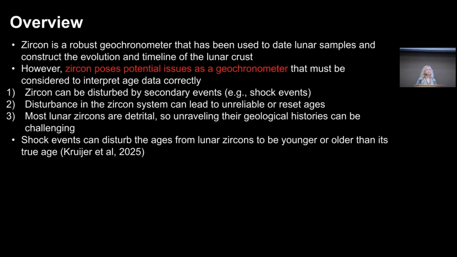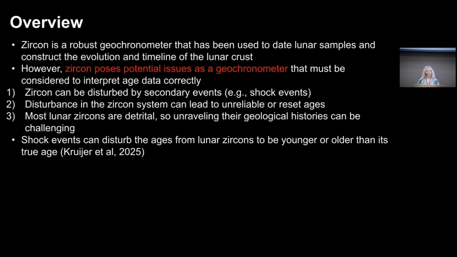However, we now know that zircon poses many potential issues when we're just trying to obtain ages and interpret them at face value. Specifically, when talking about the moon, we're worried about shock events and how that affects the zircon grains. Those shock events can then disturb the uranium to lead system in them, and that in turn affects the ages that we obtain. And now we know that it can push them to be actually older or younger than their true age.